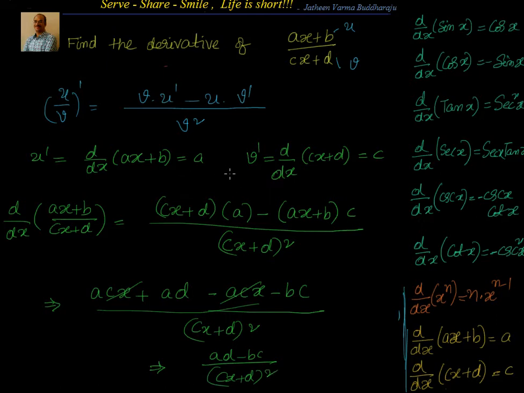So that's the derivative of (ax plus b) by (cx plus d), which is in the form of u by v. So we have used the u by v form. We found u dash, we found v dash, we have substituted, and we found that the derivative of (ax plus b) by (cx plus d) is ad minus bc by (cx plus d) whole square.